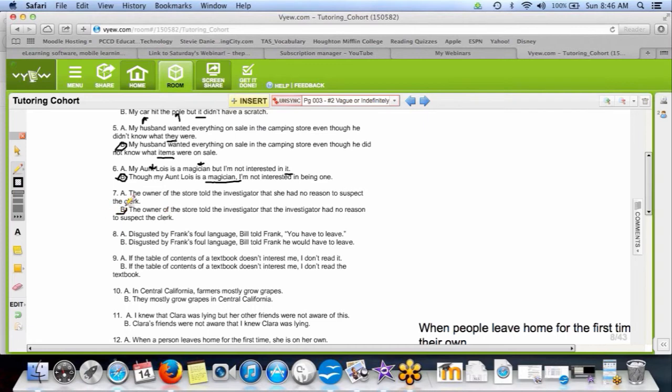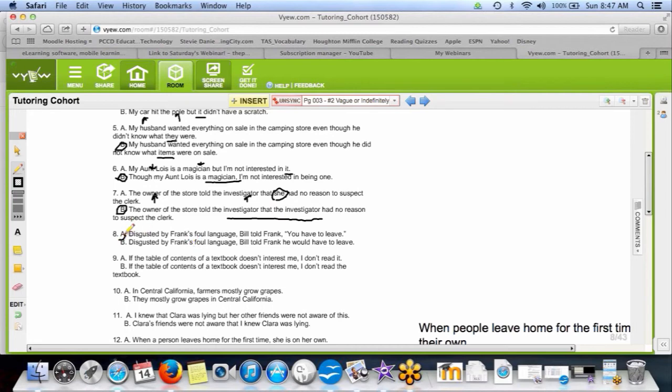We have a redundancy: the police officer, or the owner of the store told the investigator that the investigator had no reason, so there's that repeat. Whereas in 7A, our vague pronoun is "she," because she could be either the investigator or the store owner. Since both of those people can be "she," that vague pronoun cannot work for us. But here it's very clear. It's the investigator. Okay, 8, A or B.